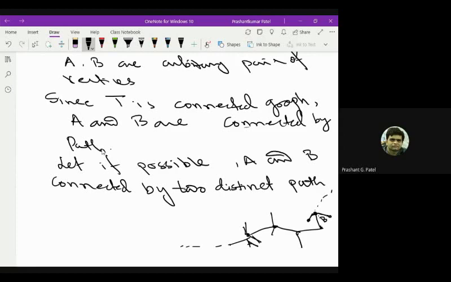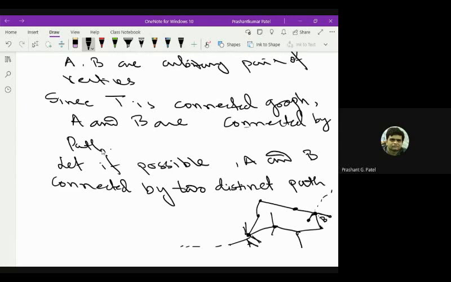Now what happened? What we have assumed is that A and B are connected by two distinct paths. So one path I can see is here. As per our argument, there has to be another path which joins A and B. So let's say this is the path. Then what will happen? We have a cycle. In that case, we have a cycle. See, one is this. So joining these two paths will contain a cycle.